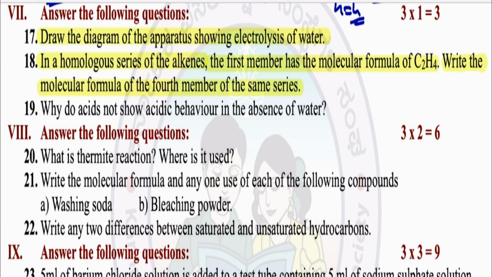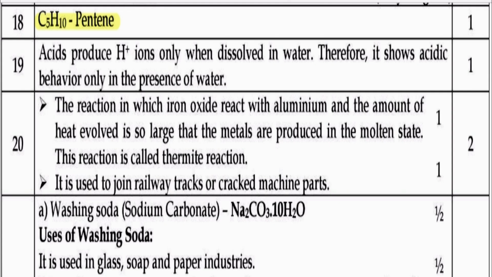Question number 19. Why do acids not show acidic behavior in the absence of water? Acids produce H+ ions only when dissolved in water. Therefore, they show acidic behavior only in the presence of water.